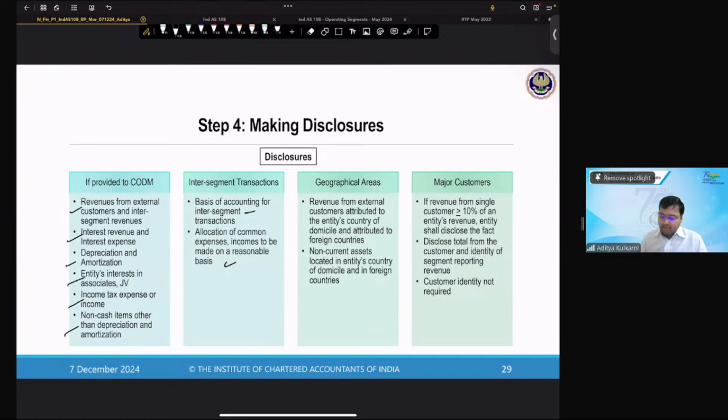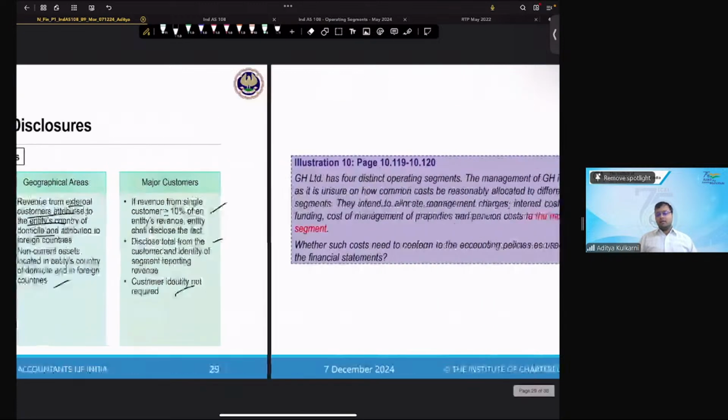Geographical areas: revenue from external customers attributed to the entity's country of domicile and attributed to foreign countries. Non-current assets located in the domicile country as well as foreign countries. If revenue from a single customer is greater than 10%, the entity shall disclose that fact. Disclose the total from the customer and the identity of the segment reporting the revenue. The name of the customer need not be disclosed.